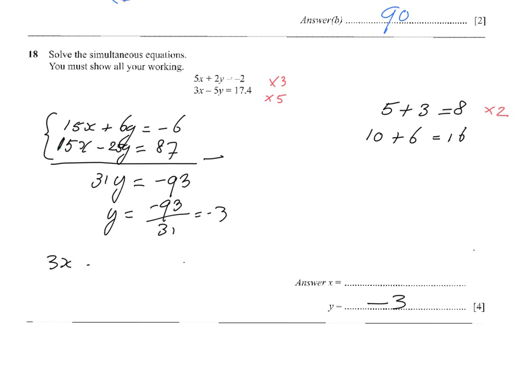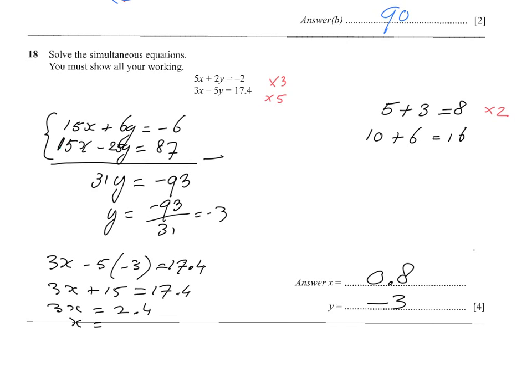So 3x minus 5 times minus 3, yes, equals 17.4. So 3x plus 15 equals 17.4. 3x equals 17.4 minus 15, so that is 2.4. So x equals 2.4 divided by 3, 0.8. I'm just going to write it there now, 0.8. Fantastic. Moving on, question 19.